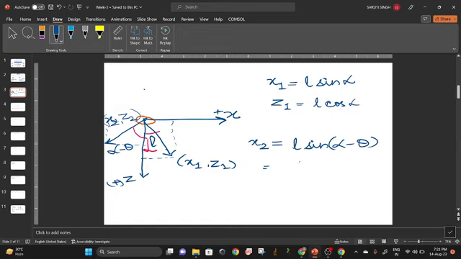Let me ask someone else. What will be the expansion for this one? L sine of alpha minus theta is sine alpha cos theta minus cos alpha sine theta. For sine it is cos, right?